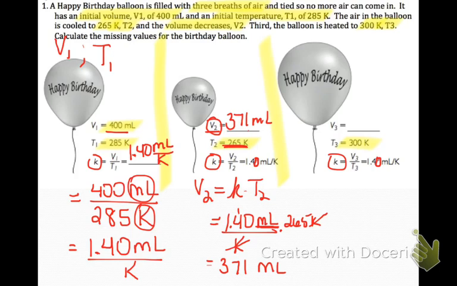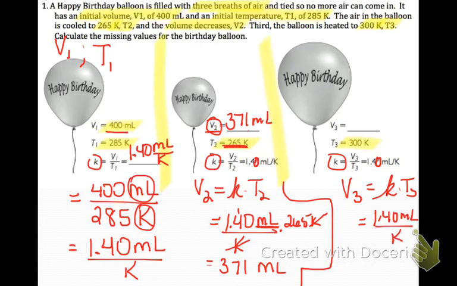For the third trial, the third part of it, we have to figure out what V3 is. So I'm going to give myself some space. We know that V3, if we rearrange the equation, is K times T3. So let's plug these in. 1.40 milliliters over K times 300. And I'm going to run out of space here, so hopefully you guys can see this. If not, it's multiplied by 300.